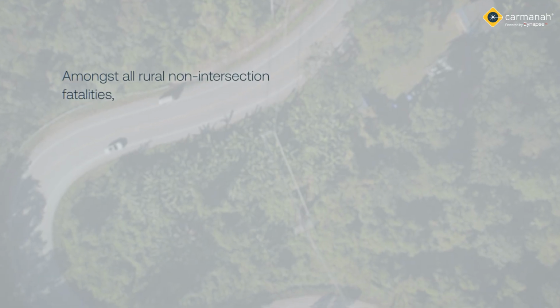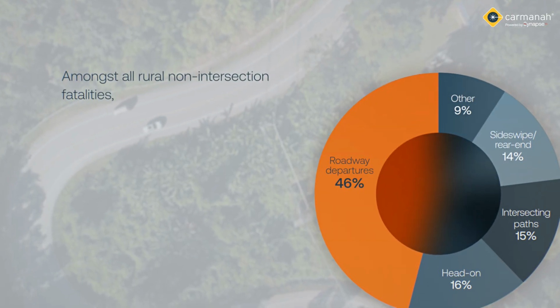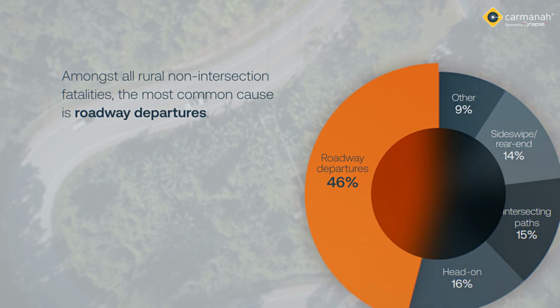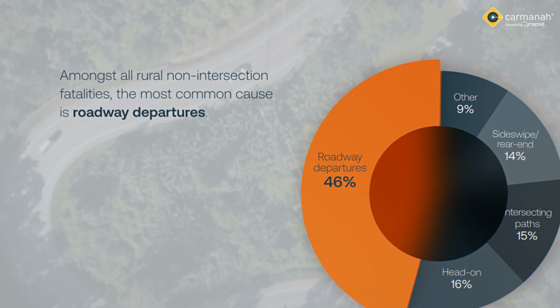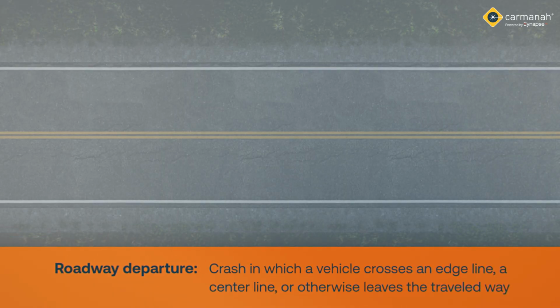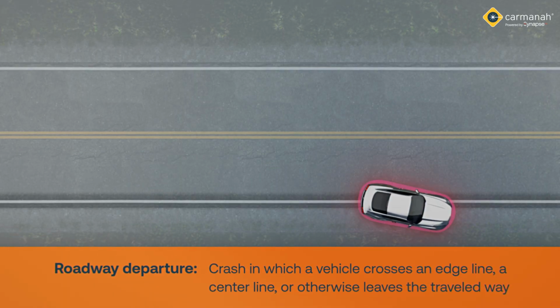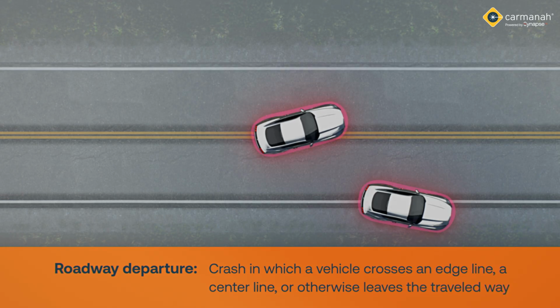Amongst all rural, non-intersection fatalities, the most common cause is roadway departures. A roadway departure is a crash in which a vehicle crosses an edge line, a center line, or otherwise leaves the traveled way.